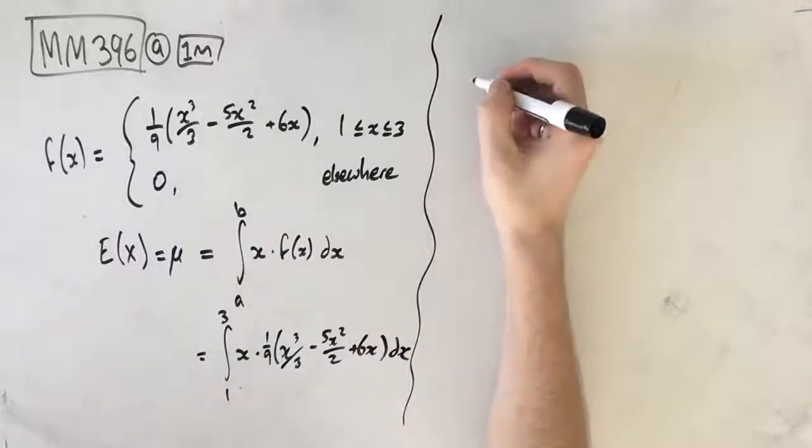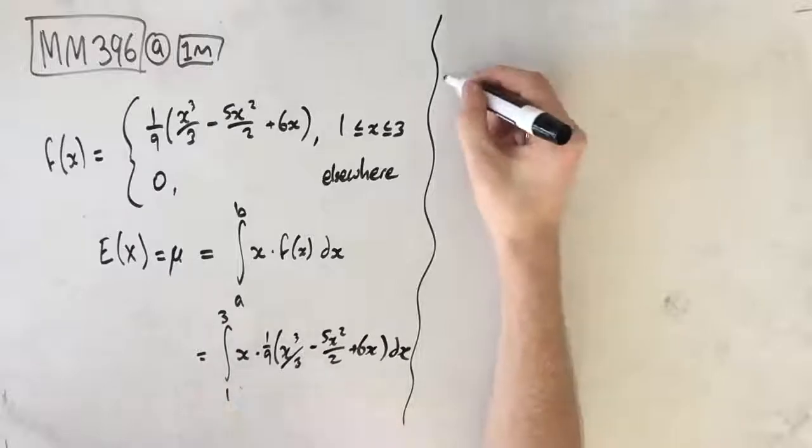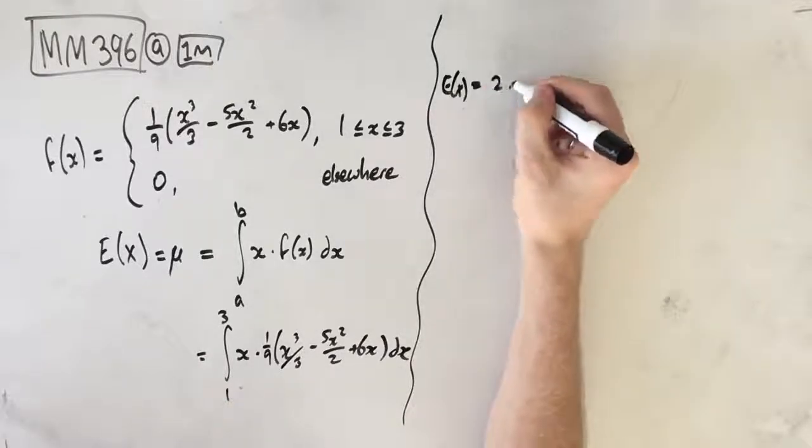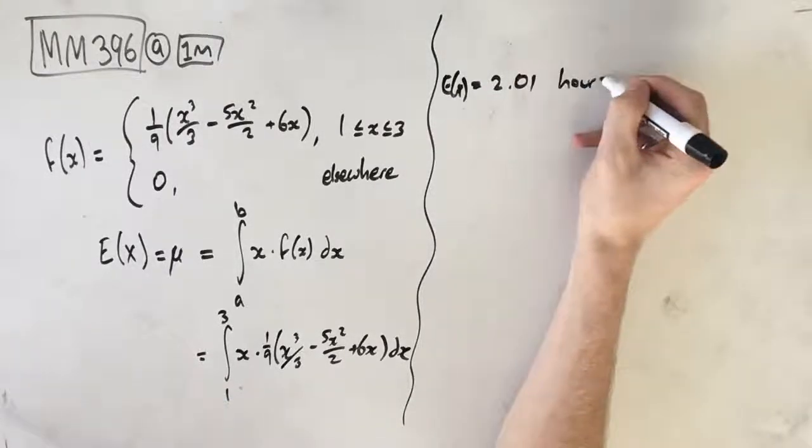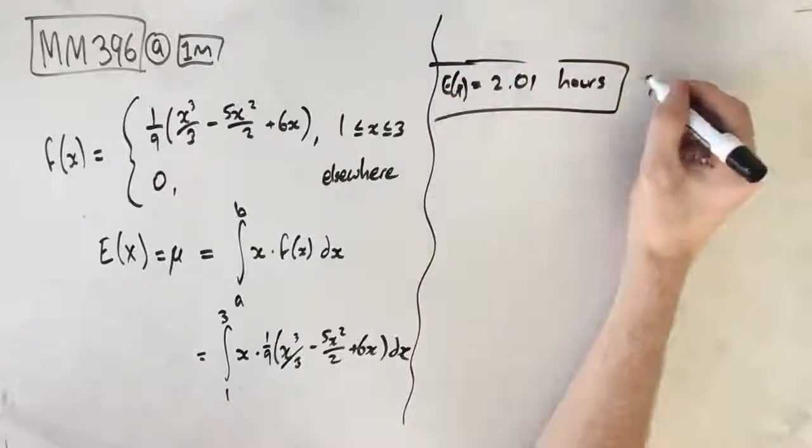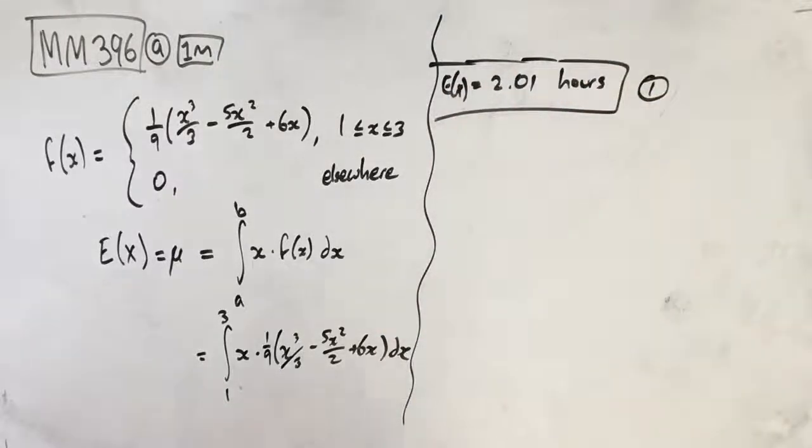Now again, it's a 1-mark question, so plugging this into your calculator will give you an expected value of 2.01 hours. That's correct to 2 decimal places, and that is our first and final mark for part A, and that's it. So let's move on to part B.